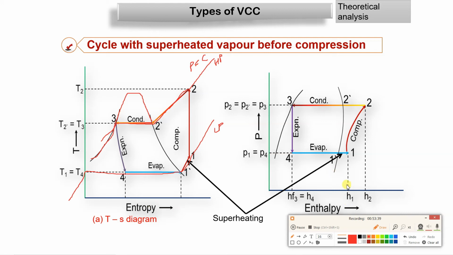So process 1, point number 1 is superheated. It is given in the type superheated vapor before compression. So 1 to 2, here you can observe both the points are in superheated region. Here also you can observe 1 to 2, both points are in superheated region. And here you can see on TH diagram 1 to 2 is vertical because x-axis is entropy. And if you see 1 to 2 on pH diagram, it is inclined.